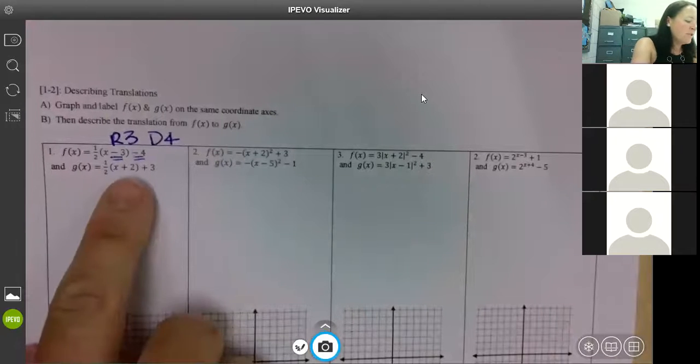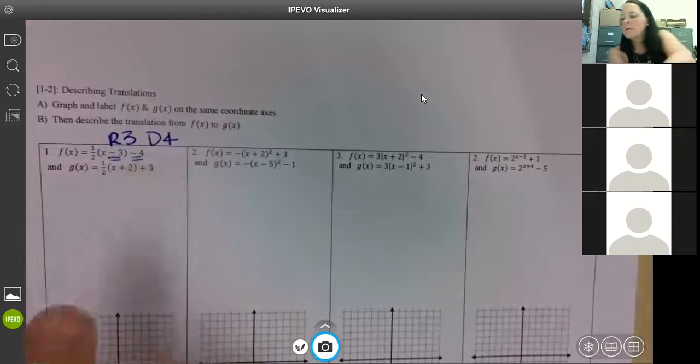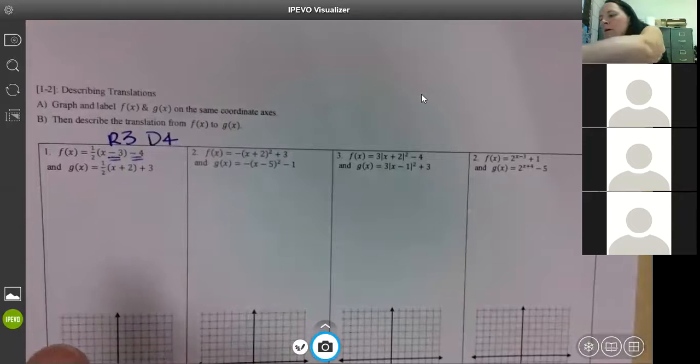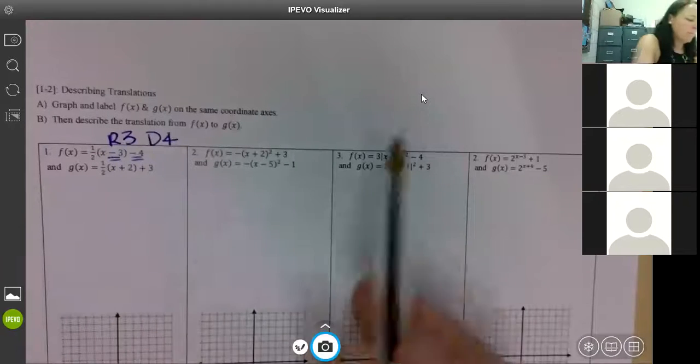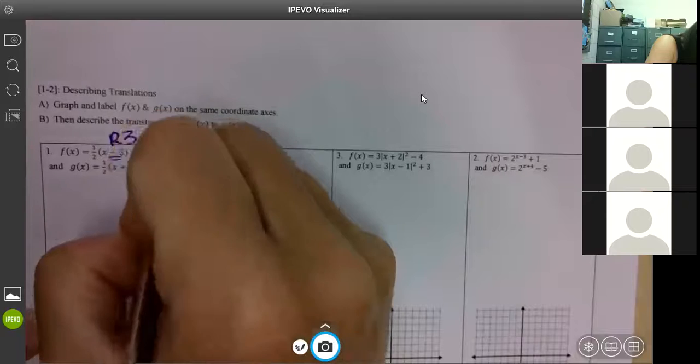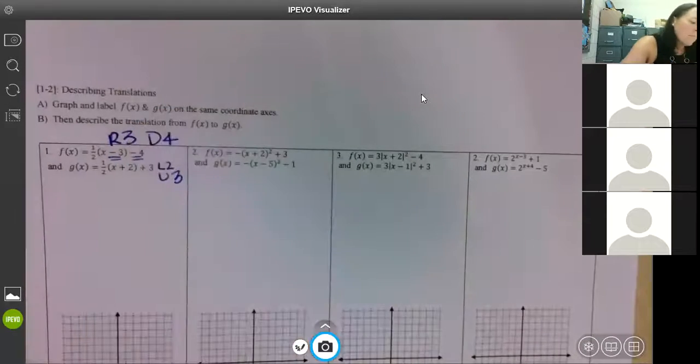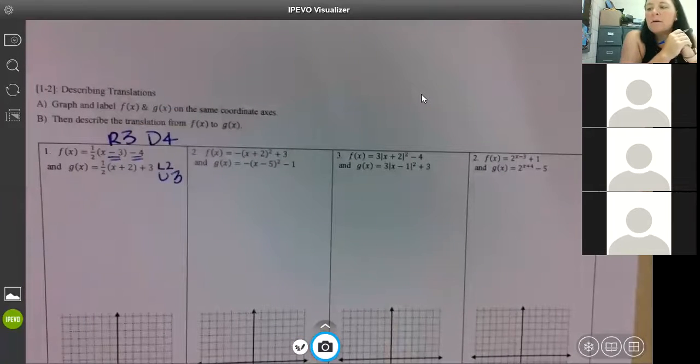All right, what about g of x? Left 2, up 3. Is everybody good with that? All right, so now that's part A. That's basically what it wants you to do.